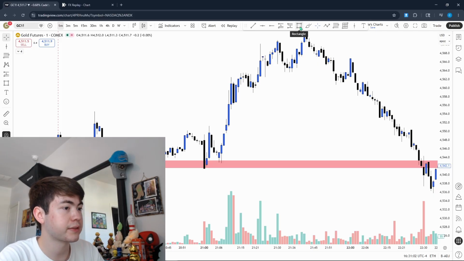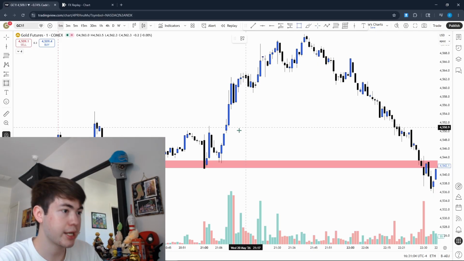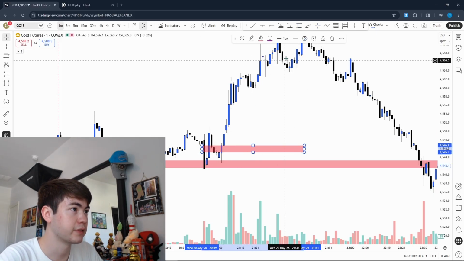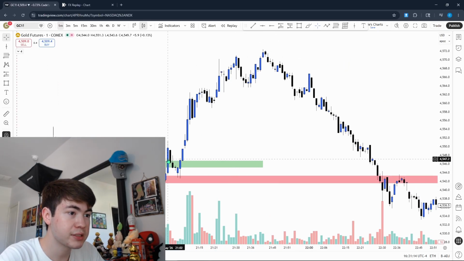Now we're looking for an inverse fair value gap on the 1-minute time frame to take our entry off of. So this is a 1-minute fair value gap. I'm just going to turn it green because this is our entry confluence. We inverse it extremely strongly.